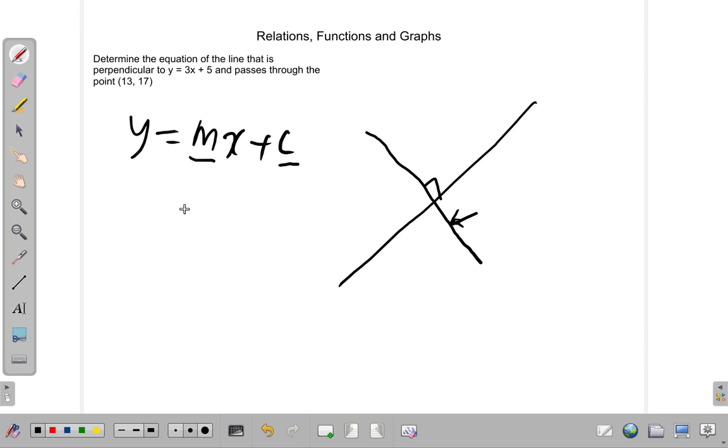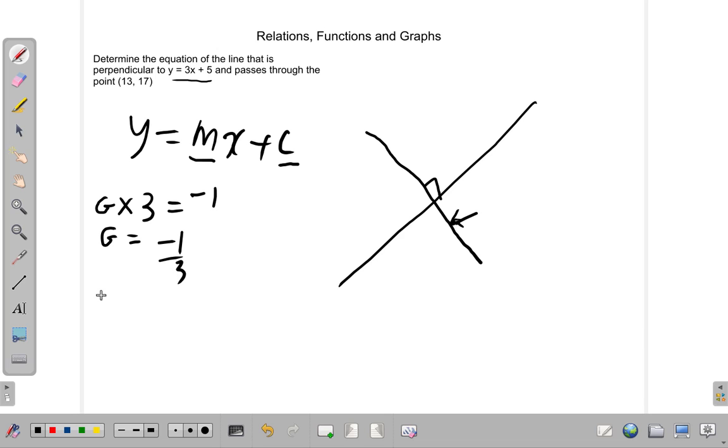Remember that when two lines are perpendicular to each other, the gradients multiply to give -1. So let's say the gradient of the new line is g. G multiplied by the gradient of our line that we have here, which is 3, because the gradient of this line is 3. G times 3 is equal to -1. You see that? So therefore the gradient of our new line g, we divide by 3 and I get -1/3.